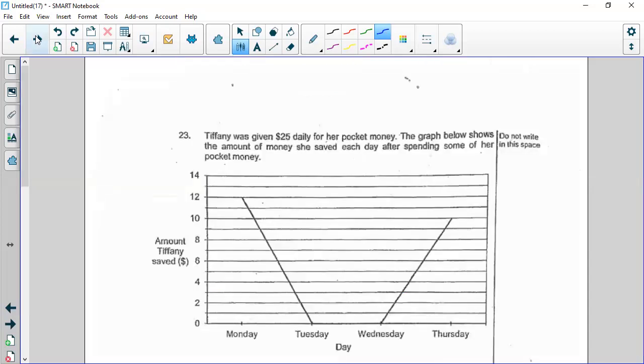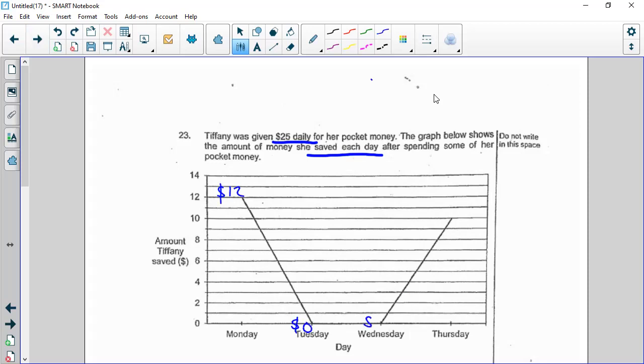Tiffany was given $25 daily for her pocket money. The graph shows the money she saved every day. Now, this line graph is talking about the money she saved. So what should you do? The first thing that you must do is put the numbers on the line graph. This is the most important thing that you must do, the first step.